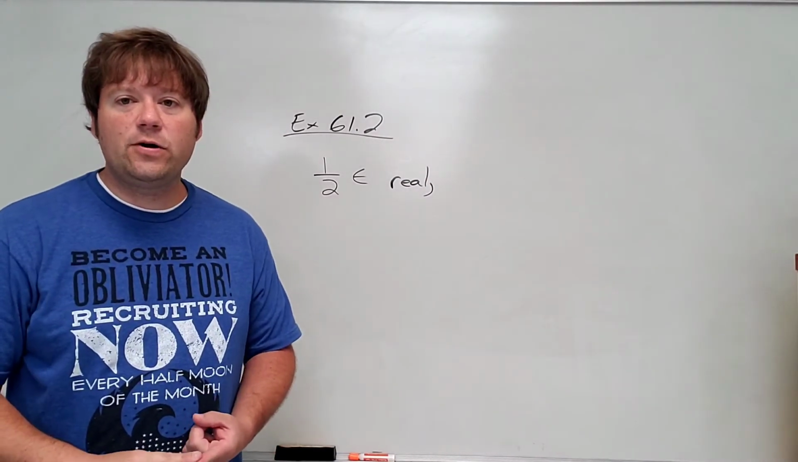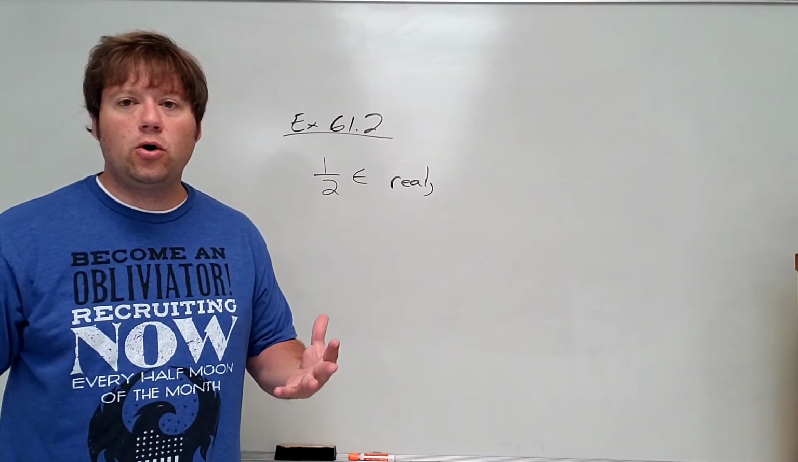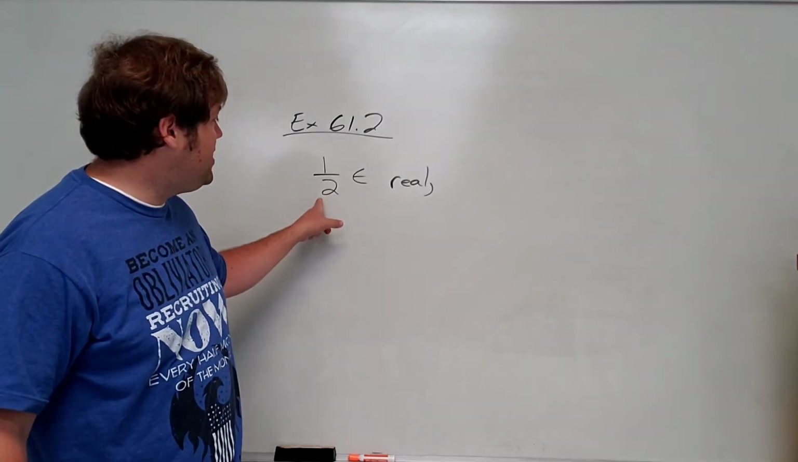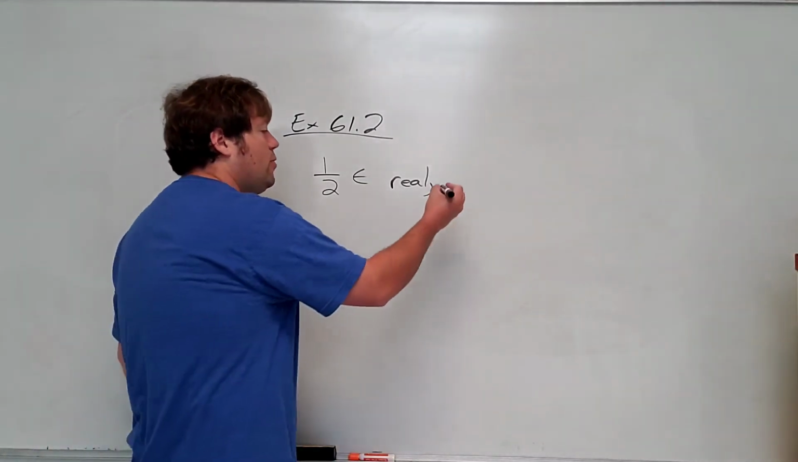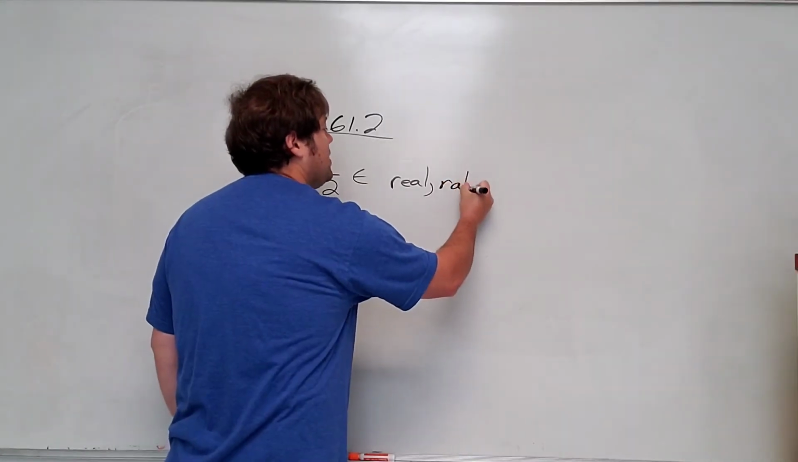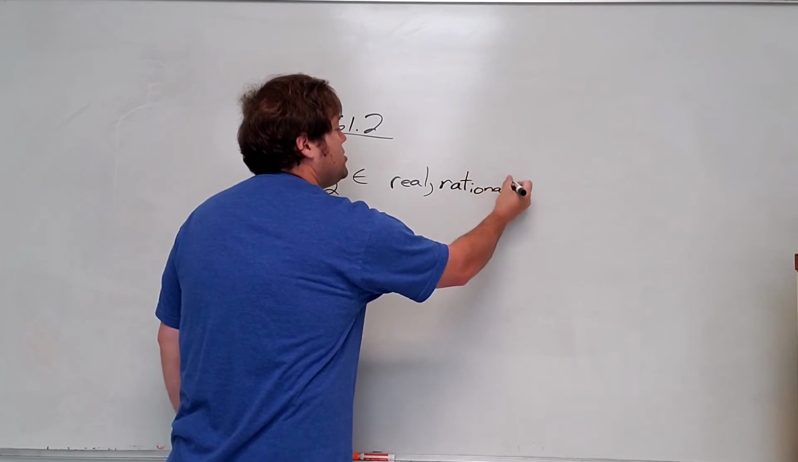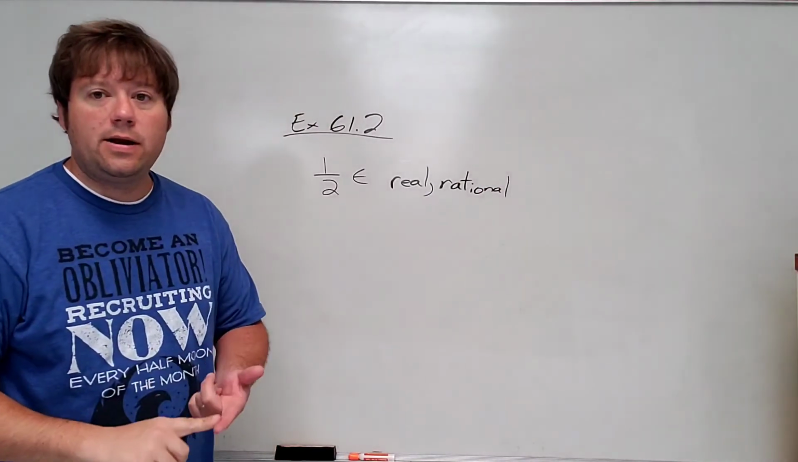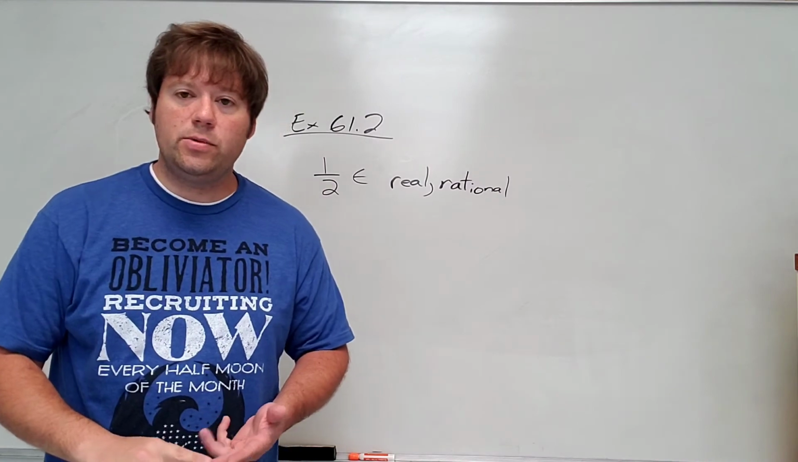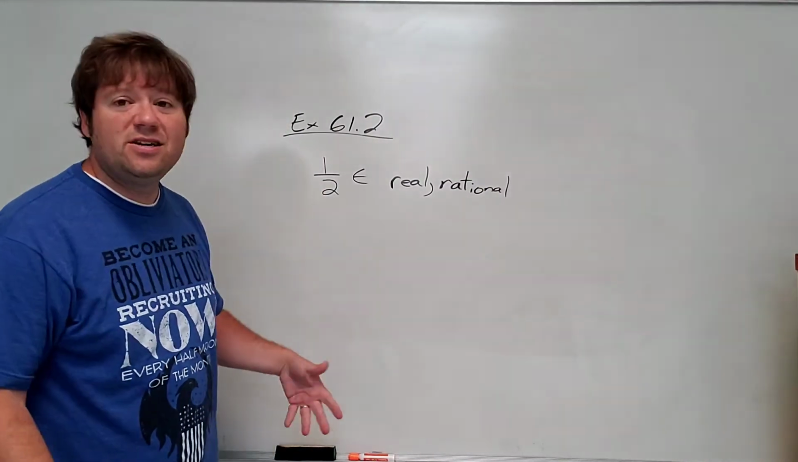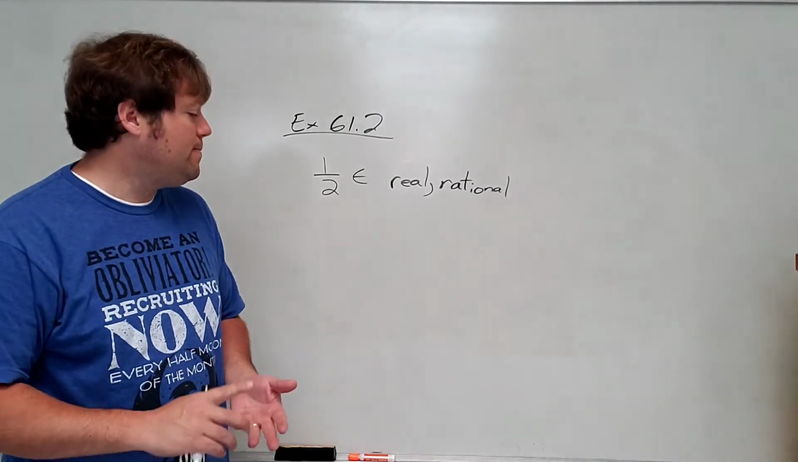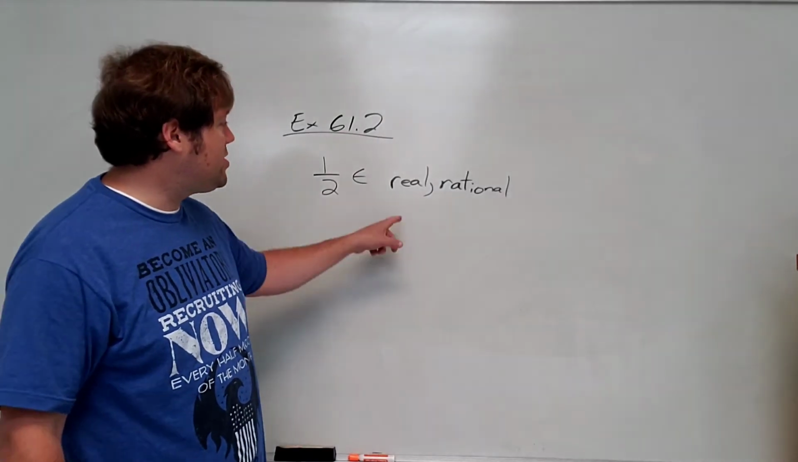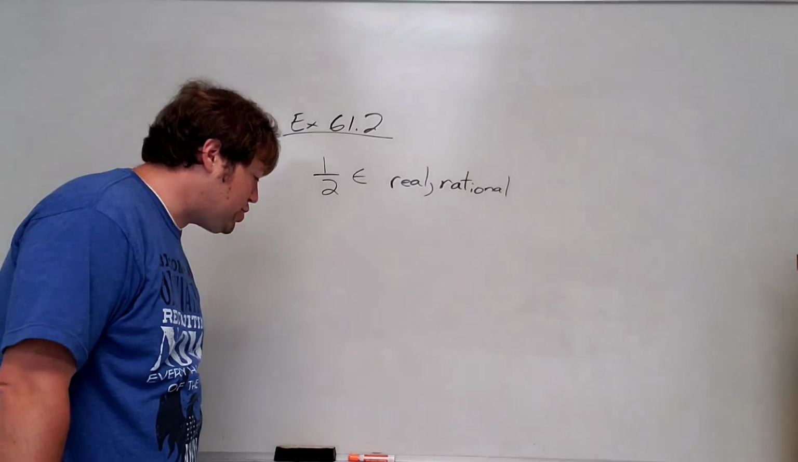And then we said every real number is either rational or irrational. In this case, it can be written as a fraction, because it is a fraction. Therefore, it is rational. And then rational numbers can sometimes be natural numbers, whole numbers, or integers. This one is none of those, though. It's not a counting number, it's not a whole number, and it's not an integer. So it's only real or rational.